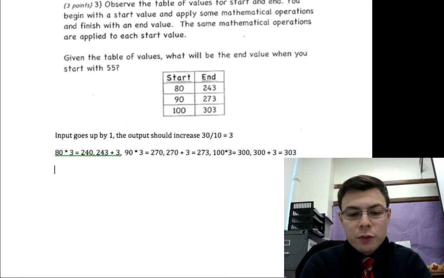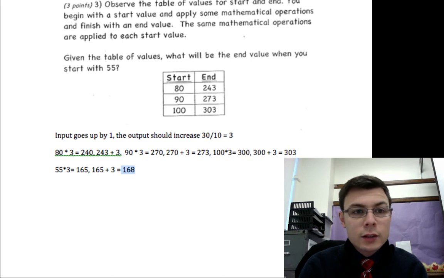So if I'm starting with 55, I'll do 55 times 3. 55 times 3 is going to be 165. And then take 165 and add 3 to get a total of 168. Okay, so our final answer here, 168. If you got it, check it off. If you don't, then don't.